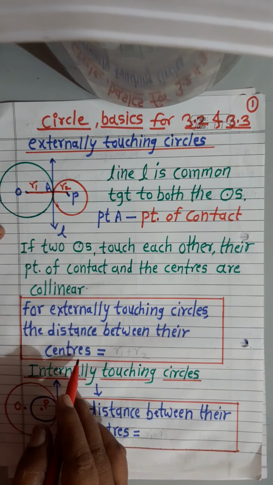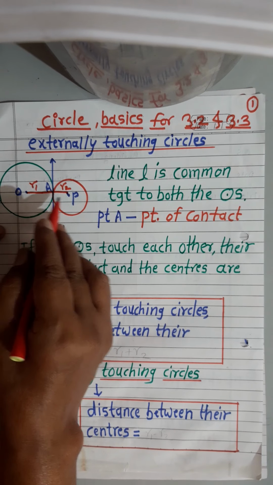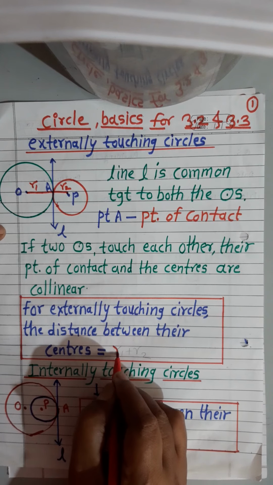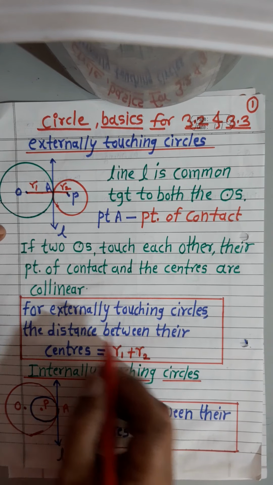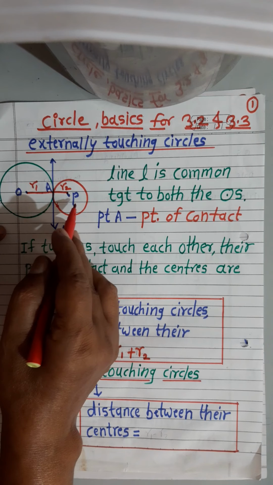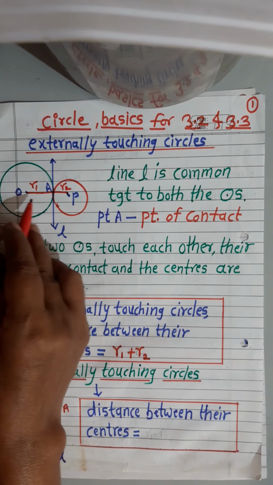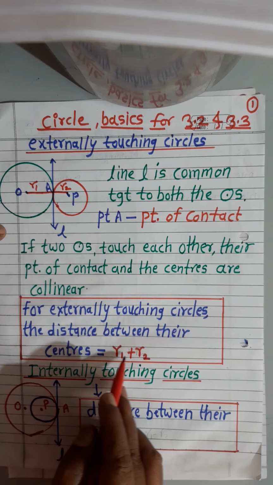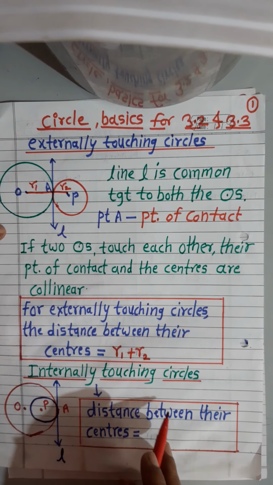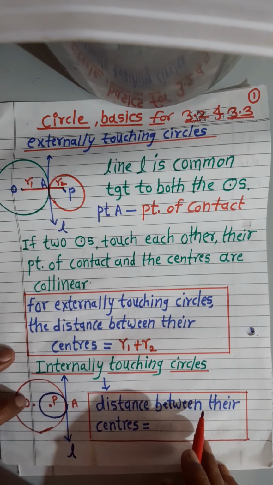Then how can we find OP? It is OA plus AP. That means it is R1 plus R2. If two circles touch each other externally, the distance between their centers is R1 plus R2, that means the sum of their radii. Now see the next figure.